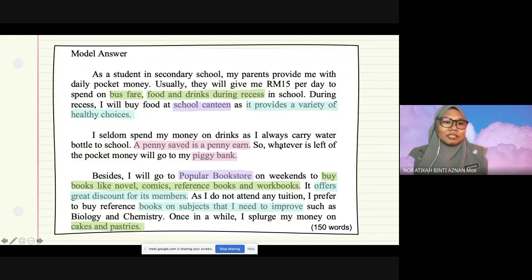So I put it in 3 paragraphs. Everything must be written in present tense because you talk about facts. When you talk about your habit, your spending style, you use present tense. So I'm talking about my spending style, I'm talking about my habit. So everything is mentioned here clearly. If your essay has the details that are needed in the question, your essay is good enough.